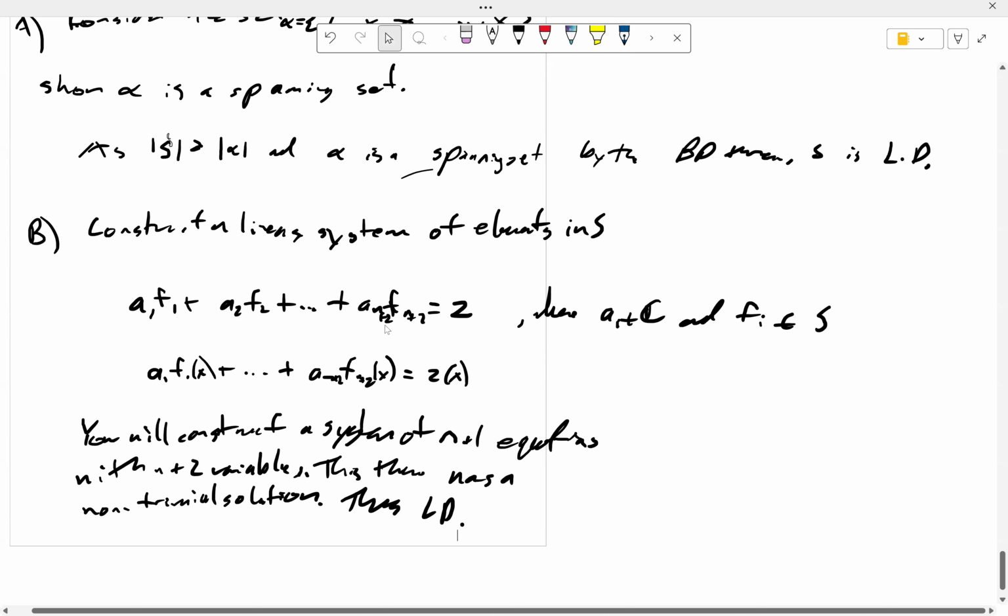In both cases, you need to build something and verify something. You need to either build a homogeneous system of equations, or you need to construct a spanning set. You need to show that it's a spanning set or show that it's a valid homogeneous system. And then you're going to use a theorem, either the dimension bound theorem or that if I have more variables than equations, I have a non-trivial solution.